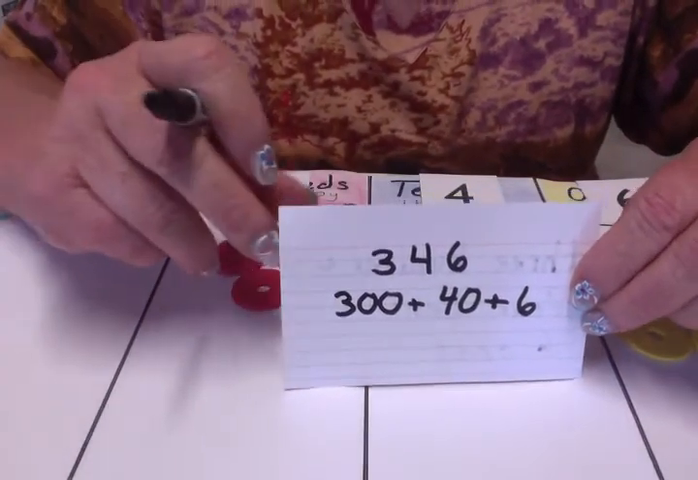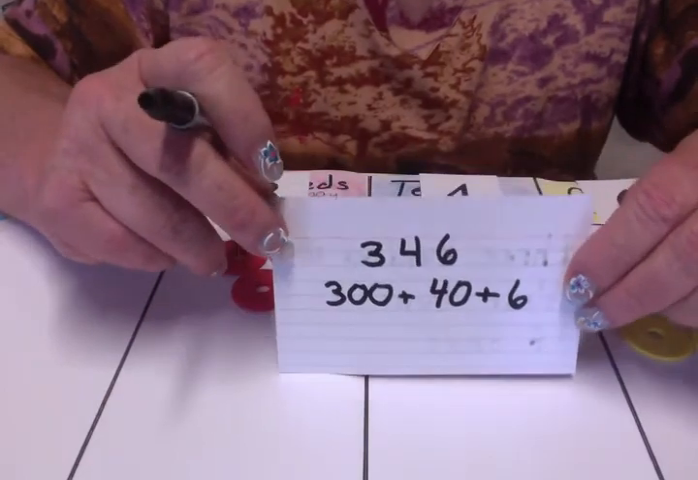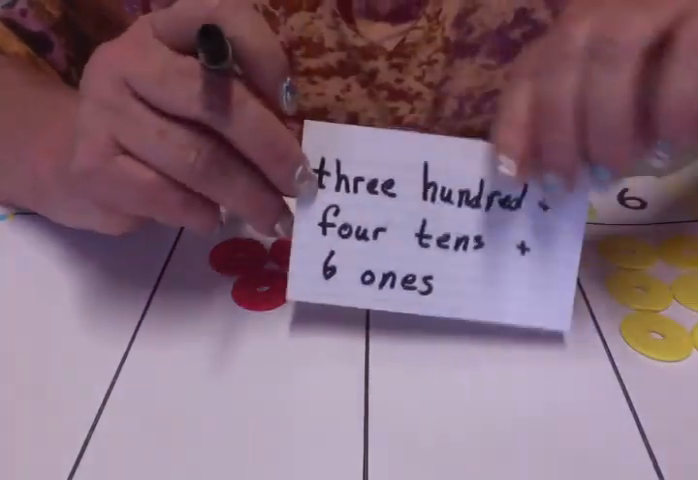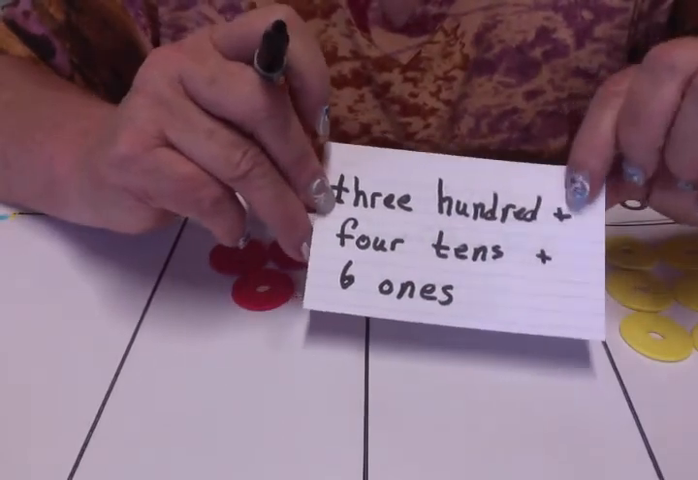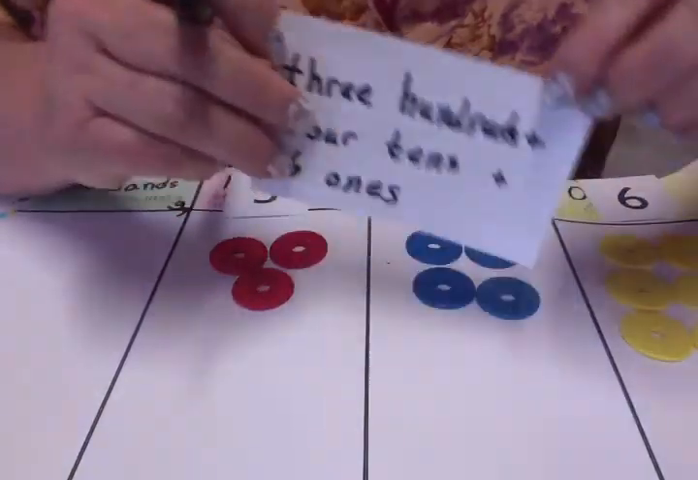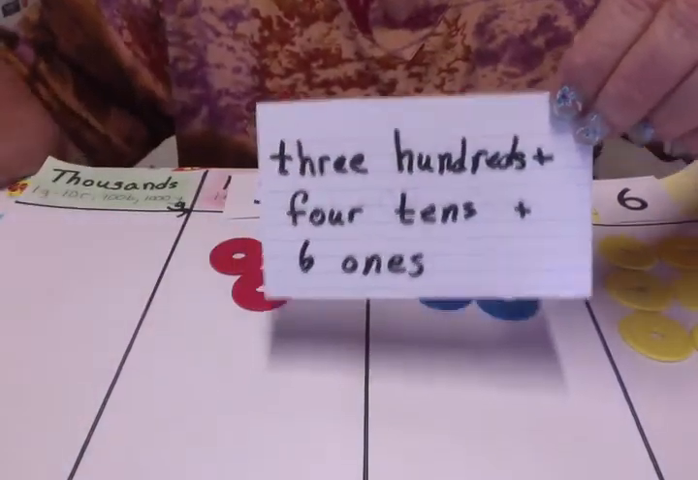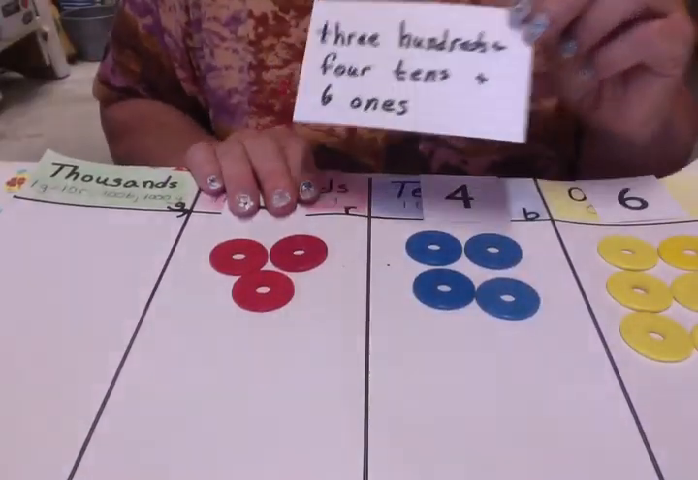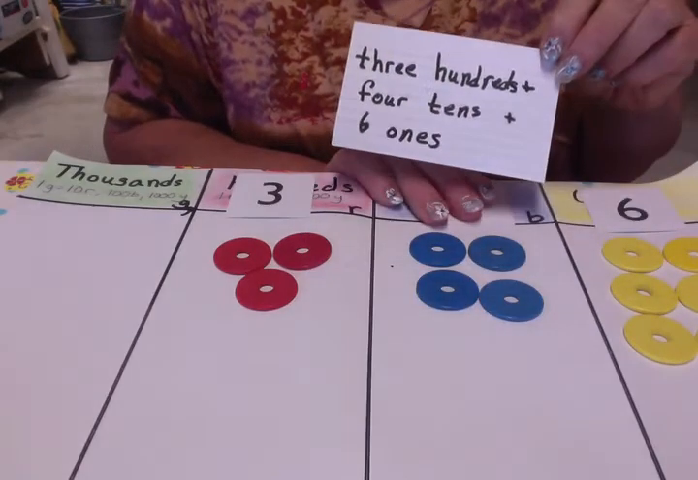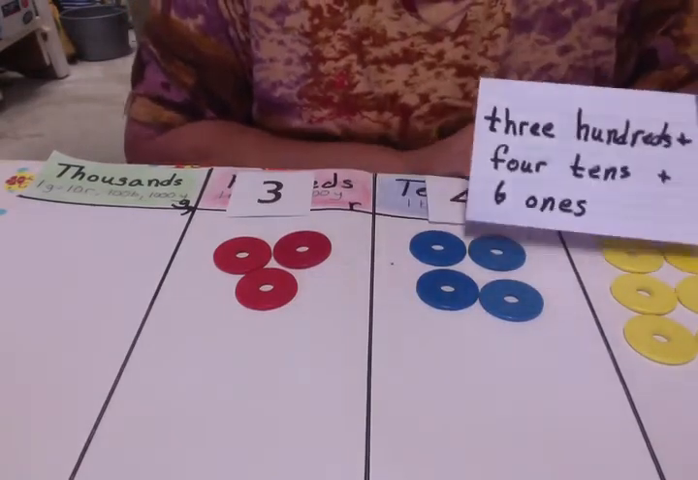Now, if we were writing it out in word form, it would look like this. 3 hundreds, and I forgot my S there, so let me put that on. 3 hundreds, 4 tens, and 6 ones.